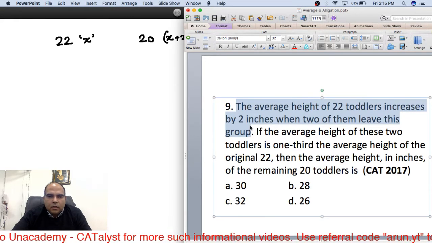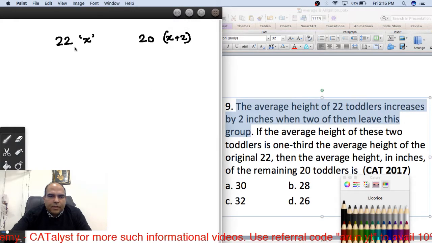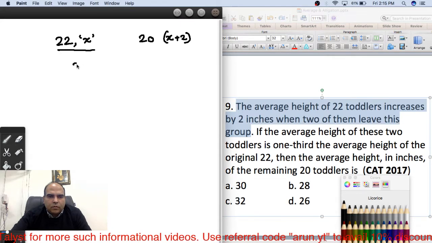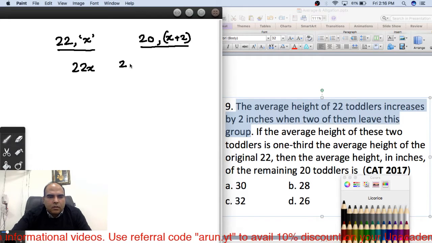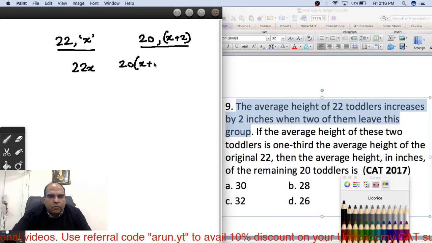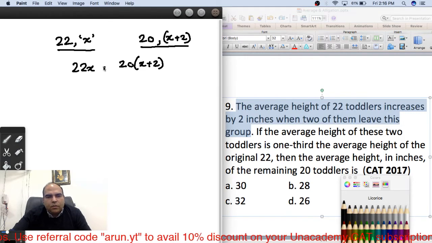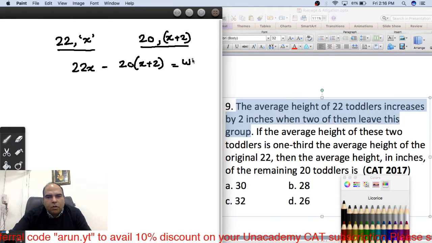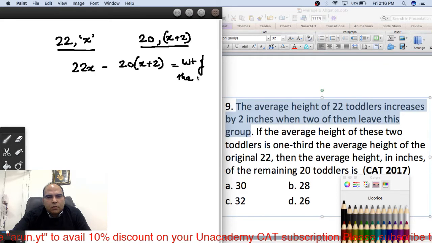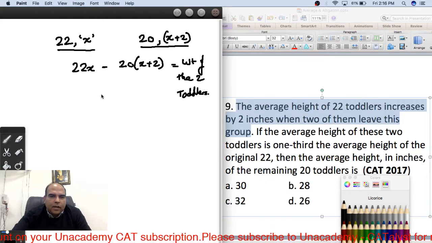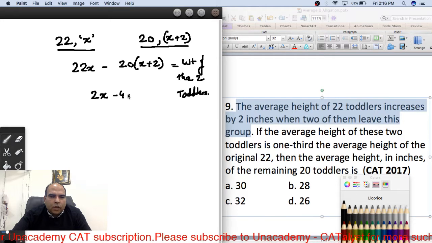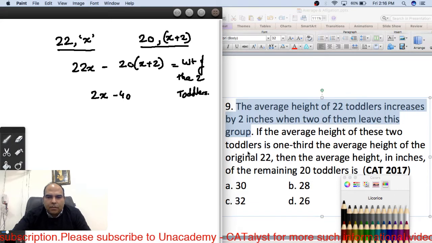right? So the difference between the sum of this 22x and the sum of this 20 times x plus 2, the difference between these two will be the weight of the two toddlers. So if you use this, you'll get 2x minus 40 is the weight of the two toddlers. This is the reaction to the first statement.